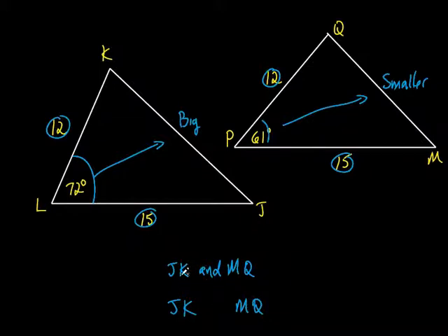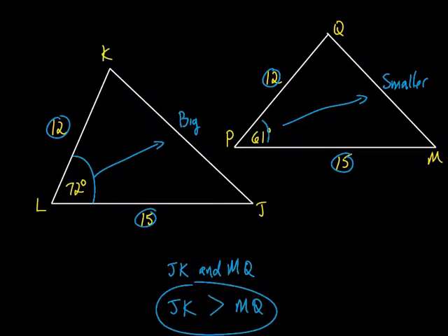Keep it in the same order, okay? If JK is written first, put JK first. If MQ is second, put MQ second. So what's true about KJ or JK? It's larger or greater than MQ, and that would be your answer. It's as simple as that. That's all you have to do, just write that inequality.